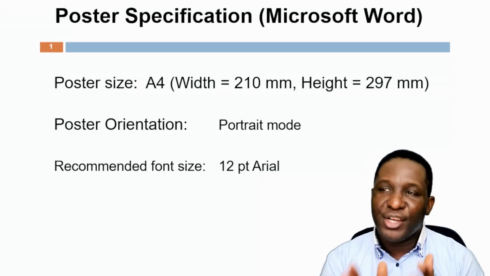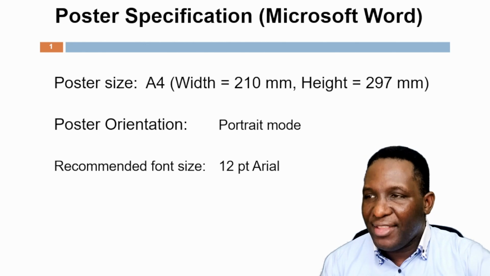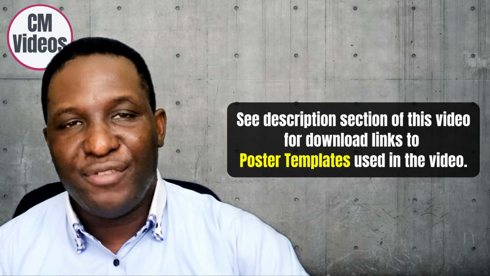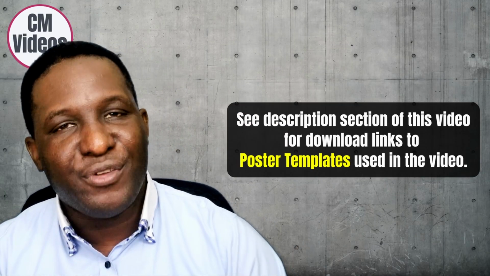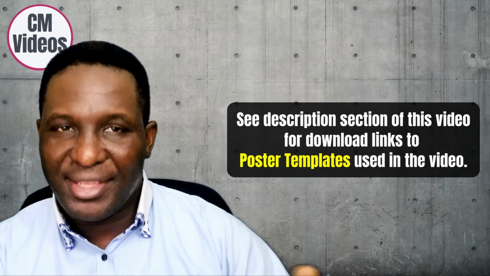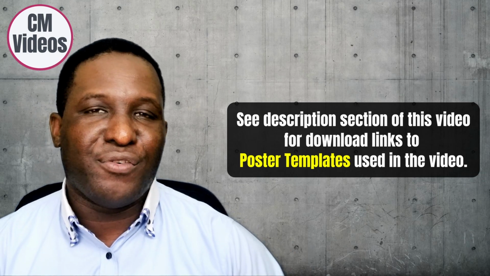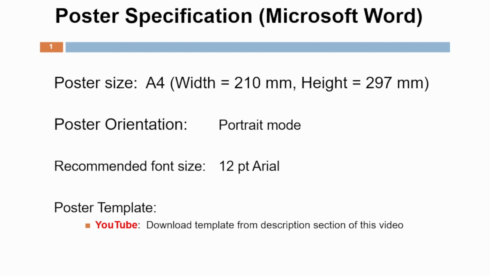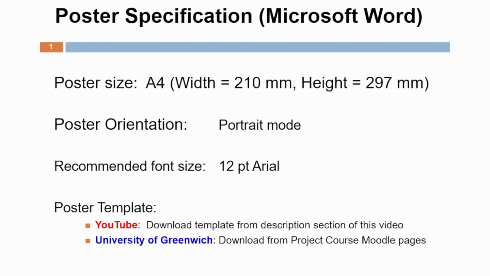The recommended font size we're going to use for this sort of Microsoft Word-based presentation is going to be 12-point Arial. And then there will be a template at the end of the video that you can use. The template that I've used here, you're probably going to use that. I'll make that available in the download section of this video for you to use if you're watching from YouTube. However, if you're watching from University of Greenwich, which is the university that Stephen belongs to, then you can also download it from the Project Course Moodle page to help you as a template for this.